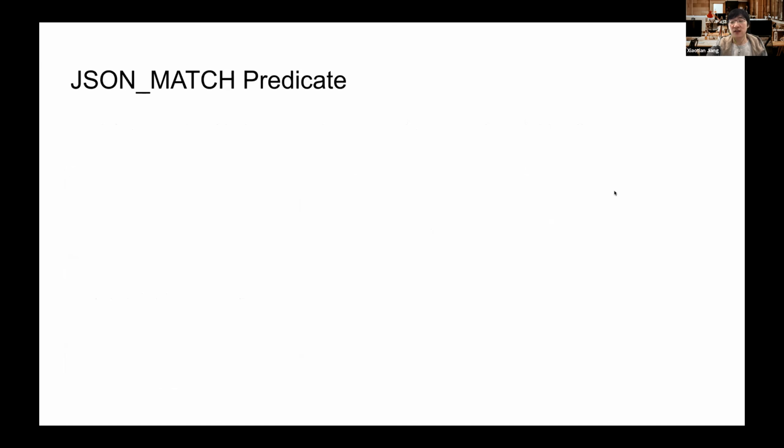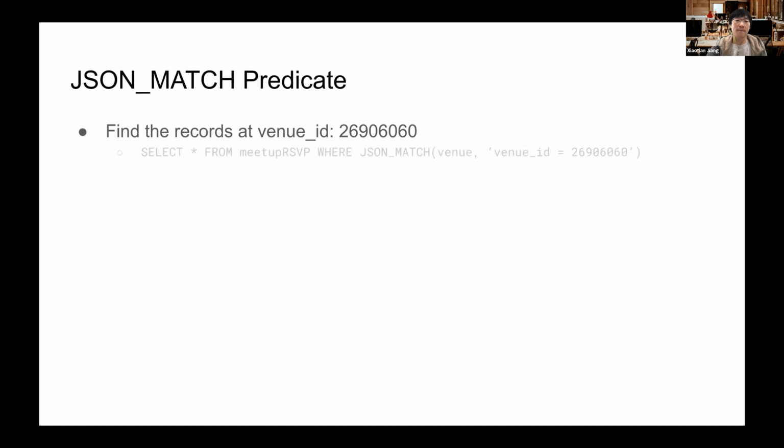Okay, so next step, I want to talk about how we actually write the query to use the JSON index. Here we provide a new predicate called JSON match. Let's look at some examples. First, if I want to know all the records at this venue ID, I can do a JSON match on the venue field where the venue ID equals the ID I'm interested in.